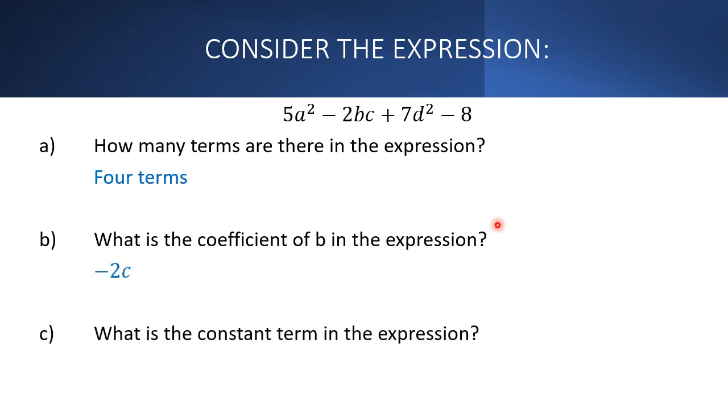What is the constant term in the expression? We look for any other term in the expression that does not contain any variables. And that term that does not contain a variable is negative 8. And negative 8 will then be our constant term.